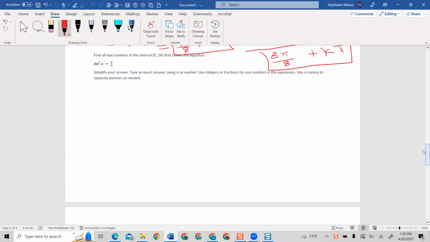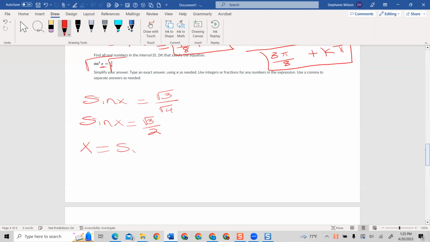This next one said that we have sine squared x is equal to 3/4. We're on the interval of 0 to 2 pi. So again, we're in radians. Make sure you're in that. So let's solve for the sine, and let's get the x value because we're trying to figure it out. So in order to do that, I need to square root both sides. So now I got sine x is equal to square root of 3 over square root of 4, which cleaned up becomes sine x is equal to square root of 3 over 2.